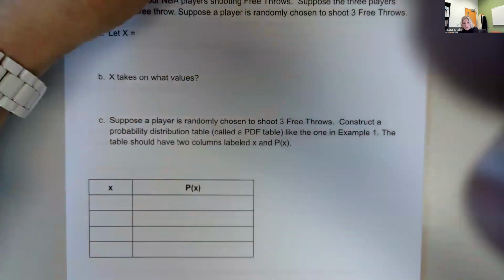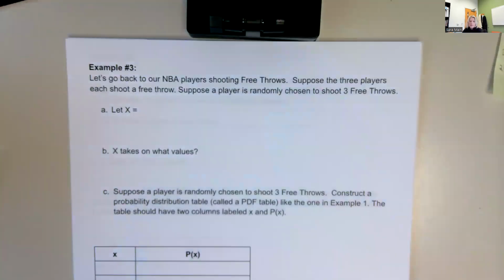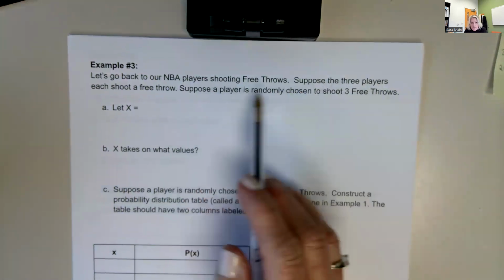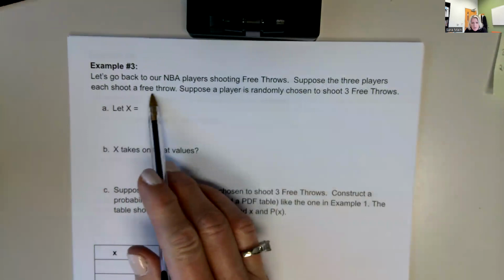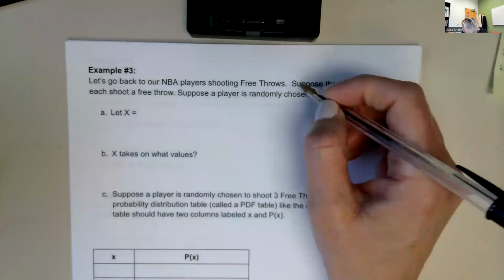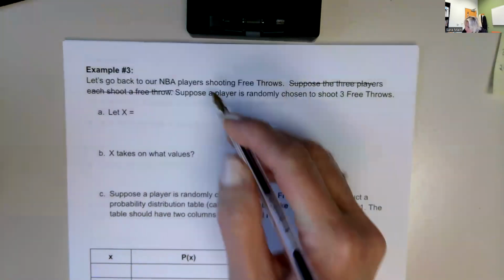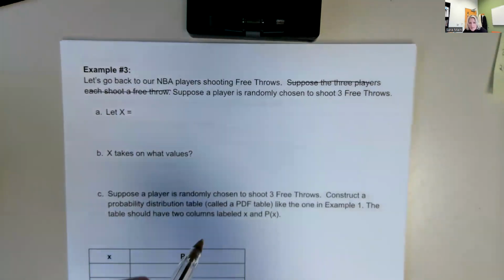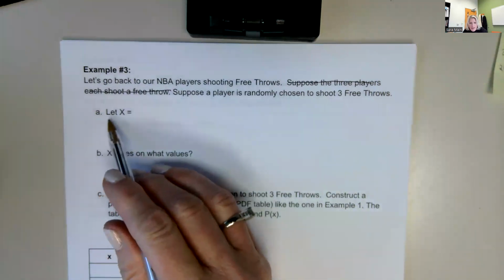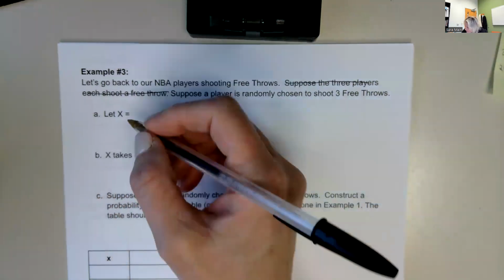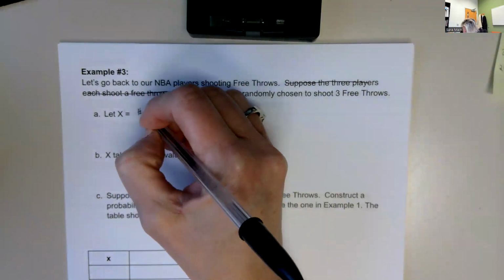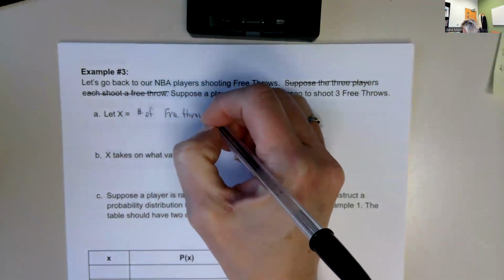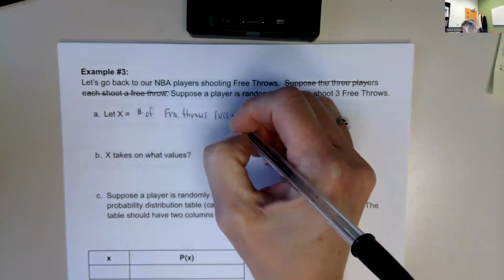Okay, so we're going to go back to our NBA players for just a moment. Let's go back to our NBA players shooting free throws. Suppose a player is randomly chosen to shoot 3 free throws. So one player is going to shoot 3 free throws. Let X be, how are we going to define that? The number of free throws successfully made.